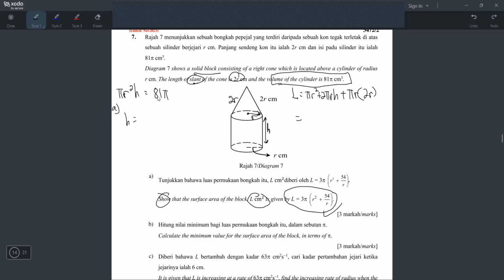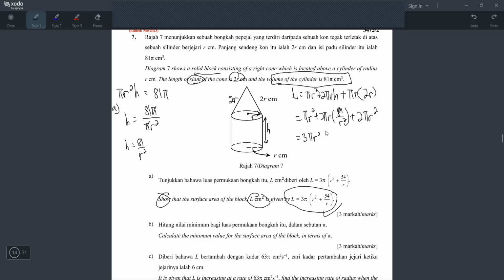So how to find H? 81 pi divide pi r square. Cut, left with 81 over r square. And why I find H? So that I can substitute inside here, becomes 2 pi r. The H will be 81 over r square. And then plus with pi r times 2r will be 2 pi r square, right? 2 pi r square plus pi r square will be 3 pi r square.